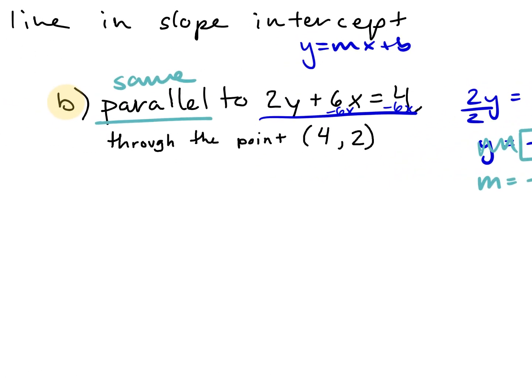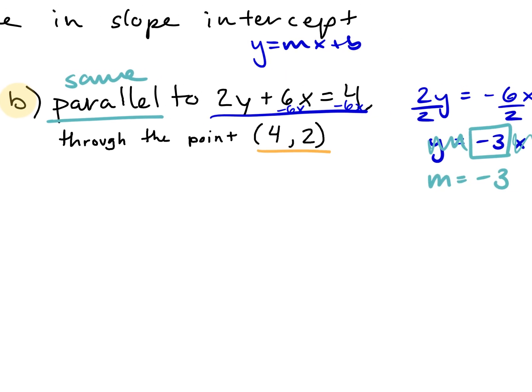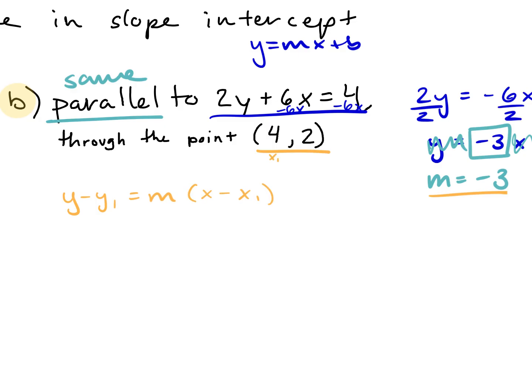So we found our slope. What would we do next to come up with our equation of the new line? Plug into what? Point-slope, because we've got a point and we've got the slope. So our point-slope form is y - y1 = m(x - x1). Our point is x1, y1, and our slope is the m. So y - 2 = -3(x - 4).